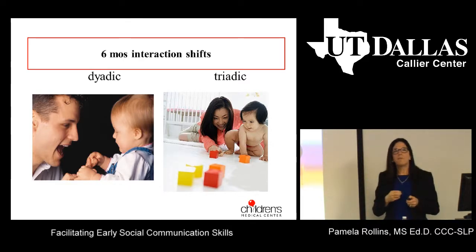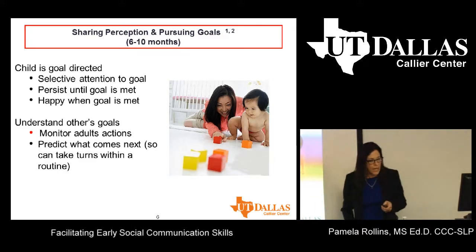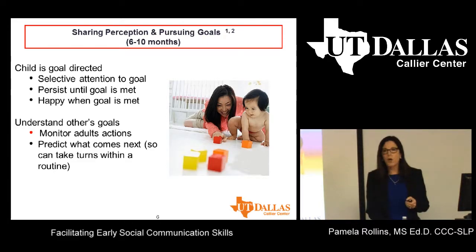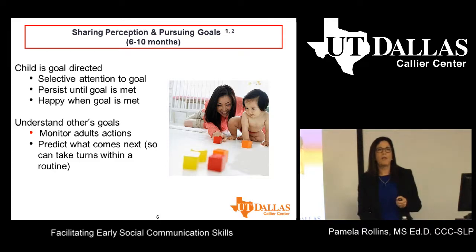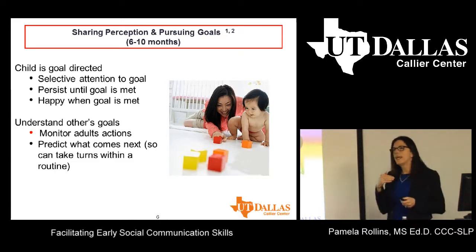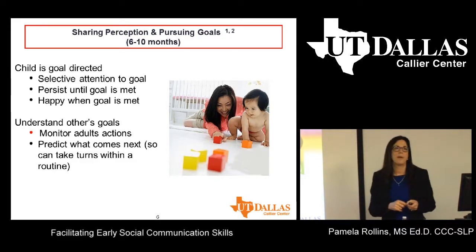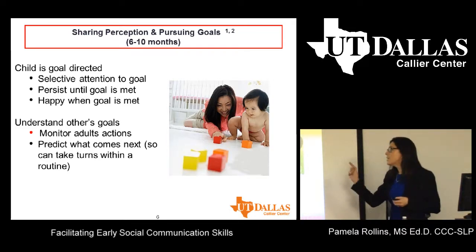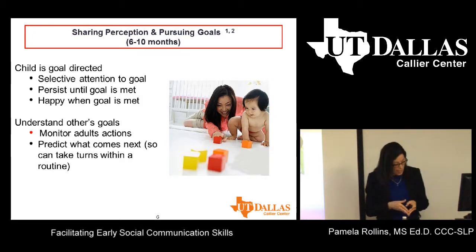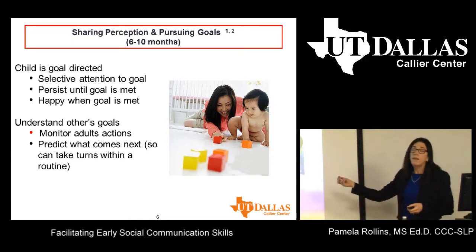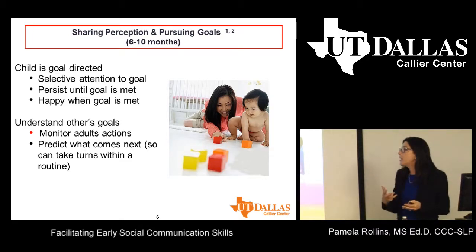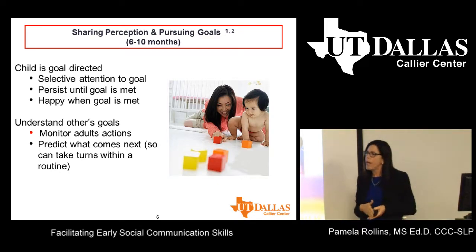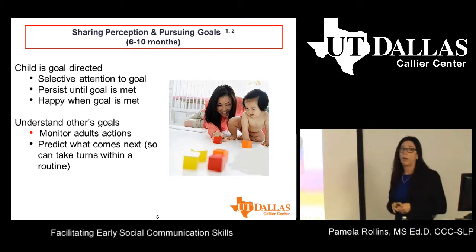And most people don't spend a lot of time unpacking the 6 to 10 month old range. And this comes from the work of Michael Tomasello, who's really studied this in both non-human primates and humans, looking at the skill levels that happen in what he calls sharing perception and pursuing goals. During sharing perception and pursuing goals, the 2 people, the child and the caregiver, are experiencing the same thing. This is different than experiencing the same thing and knowing they're experiencing the same thing. So during this time, the child is goal-directed. They have selective attention to what it is they're interested in. They can persist until that goal is met. They're happy when the goal is met, and you know what happens when the goal is not met.